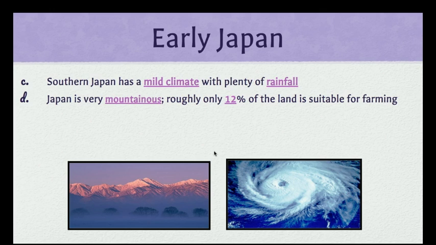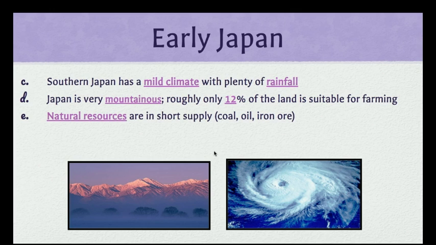Certainly we know the Japanese in World War II went and got resources from many other countries as they invaded and took over most of East Asia. I'm not saying that that's right, but that is one means of getting the resources that you need. Specifically in that case, it was oil. So natural resources are definitely in short supply, like coal, oil, and iron ore.